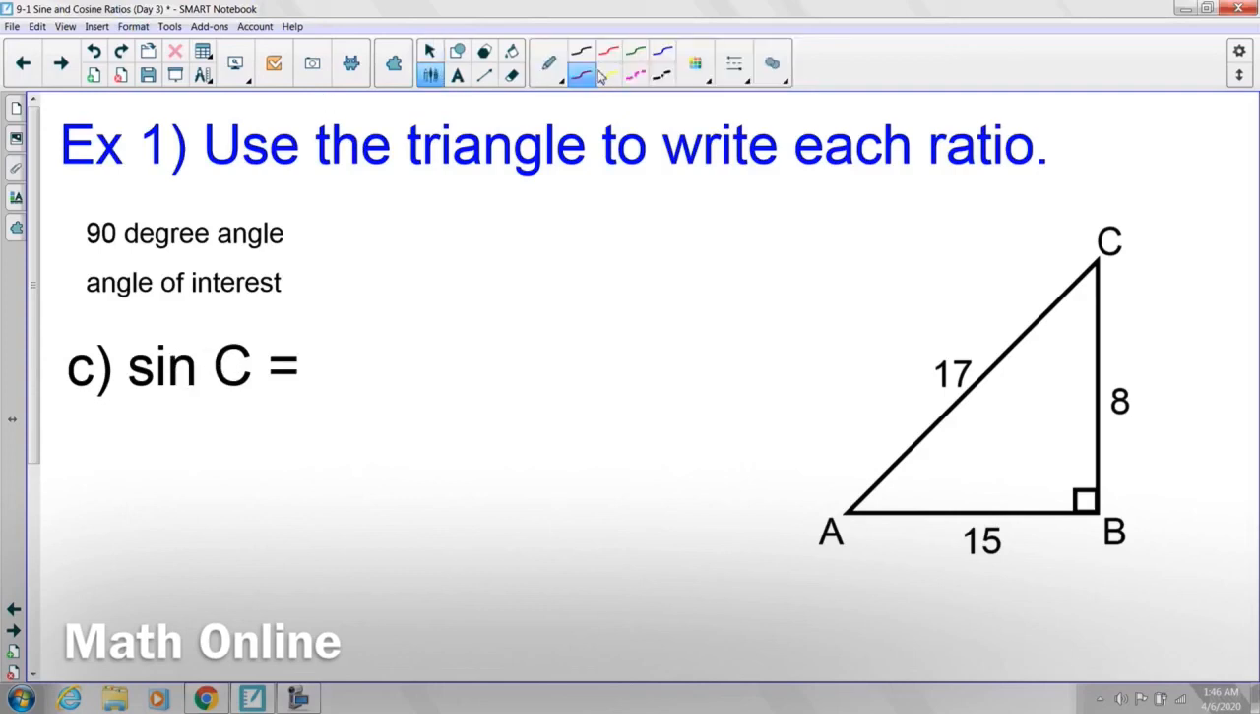All right, so first of all, let's look for the 90-degree angle. Oh, there's a box. So across from the box, across from the 90-degree angle, we always find the hypotenuse. Great. So check that off. Boom. There it is. Awesome. Now, we need to find the angle of interest. The angle of interest is always in the problem. Sine of what angle? Oh, angle C.